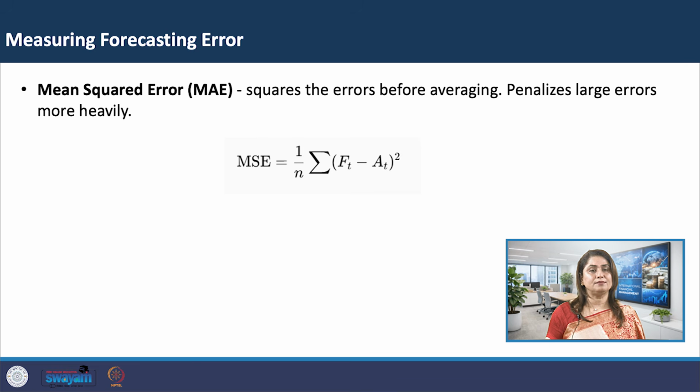The second is the mean squared error or MSE, which squares each error before averaging. The squaring means that large errors are penalized much more heavily than small ones. A model that is consistently slightly wrong will have a lower MSE than a model that is usually right but occasionally very wrong. The MSE is useful for situations where large errors are particularly costly.